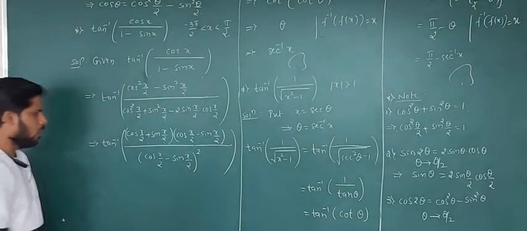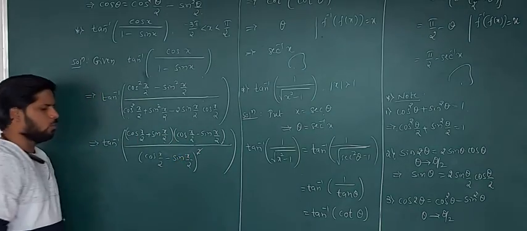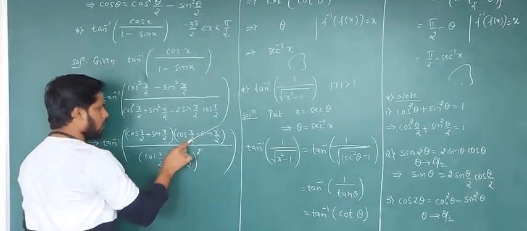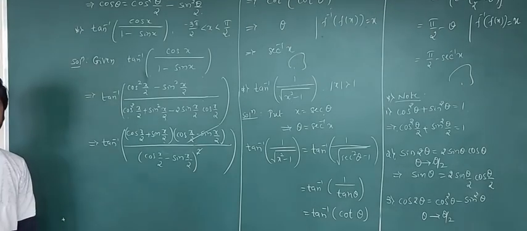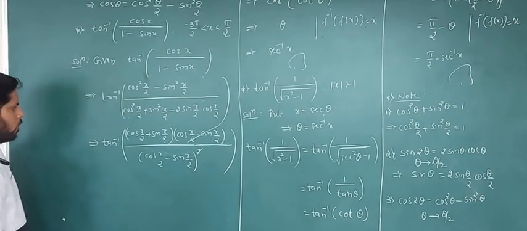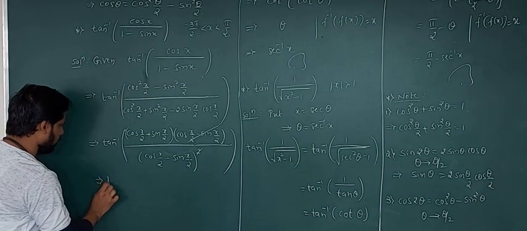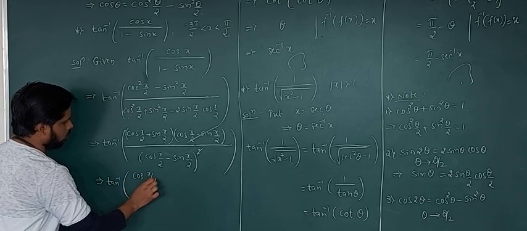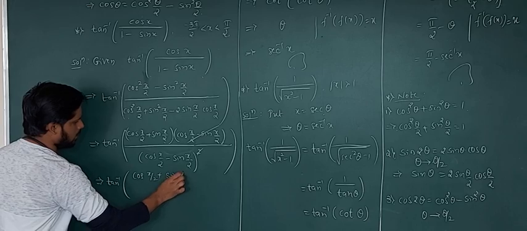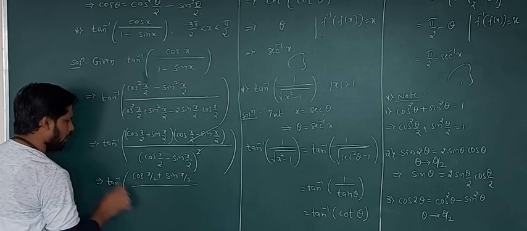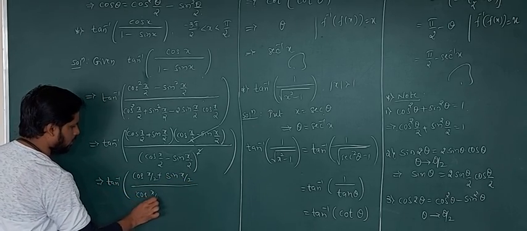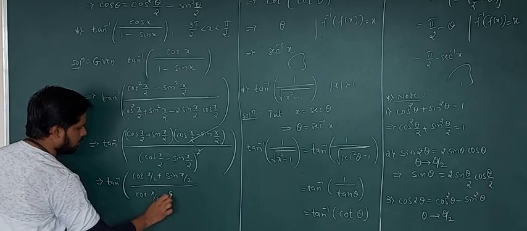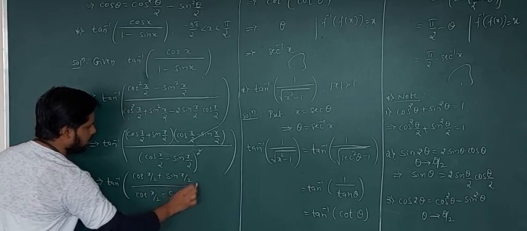Here, in the denominator we have cos x by 2 minus sin x by 2, and in the numerator we also have cos x by 2 minus sin x by 2, which get cancelled. We remain with only tan inverse of cos x by 2 plus sin x by 2 divided by cos x by 2 minus sin x by 2.